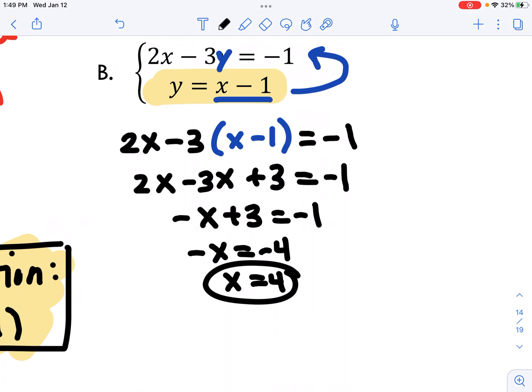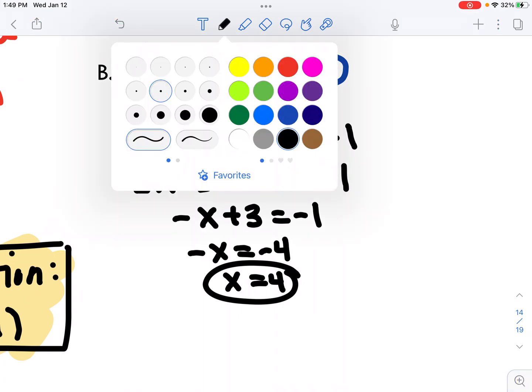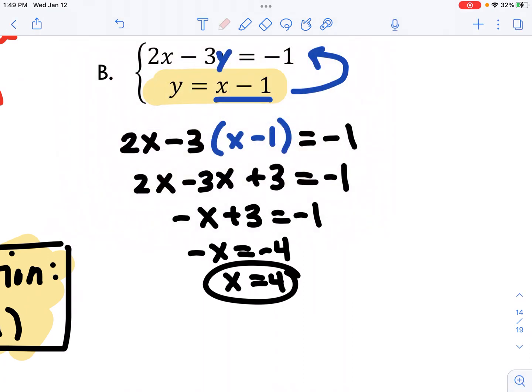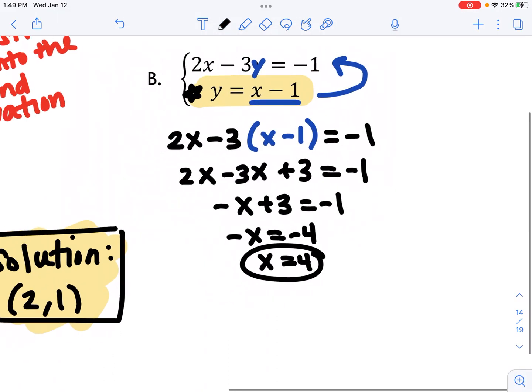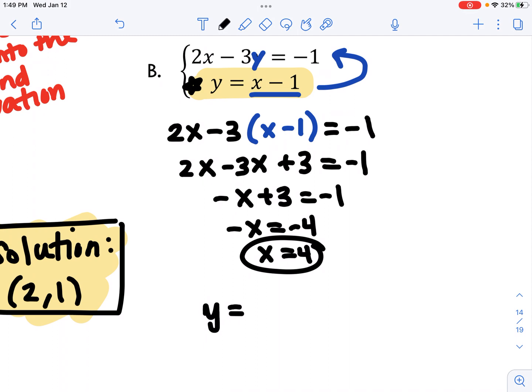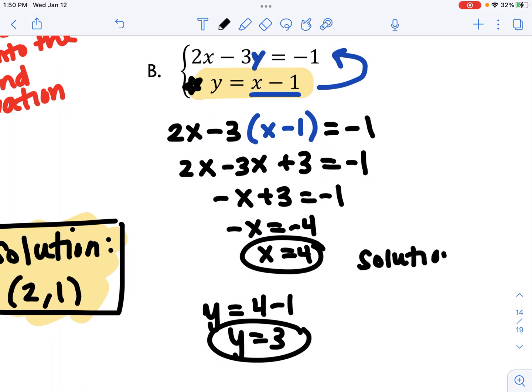Once again, once we solve for x, we now need to take x and plug it into either one of those equations. Realistically, I personally think that plugging it into the second equation is a little easier. Y is equal to 4 minus 1. Once again, it doesn't matter. Choose which equation you think is more efficient. So now we have an x coordinate and a y coordinate. That means the point at which these two lines intersect is 4, 3.